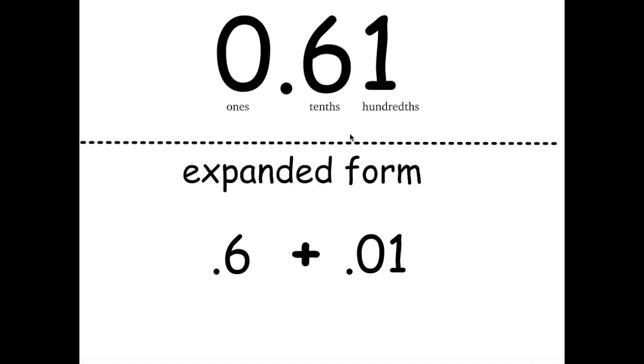For decimal numbers like this, 61 hundredths, we can also break it into expanded form. We start with the number in the tenths place. There are 6/10. So we start with that, written like this. Decimal point 6, followed by, there is 1 hundredth, and it is written like this.